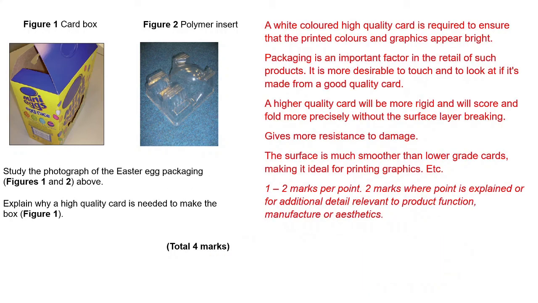So a white colour high quality card is required to ensure that the print colours and graphics appear bright, because it's nice bright colours, so obviously you need to have white card first to make it brighter. So packaging is done for factory and retail because it makes it more desirable to touch. It looks good, good quality card, it's going to attract people's attention. It'll be more rigid, it'll be stronger and easier to make, and more resistant to damage, and then much smoother than lower grade cards, making it ideal for printing graphics and that type of thing. Okay.